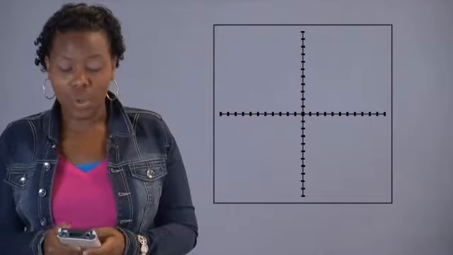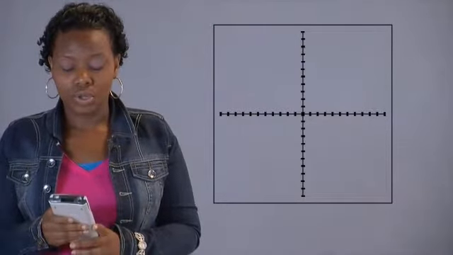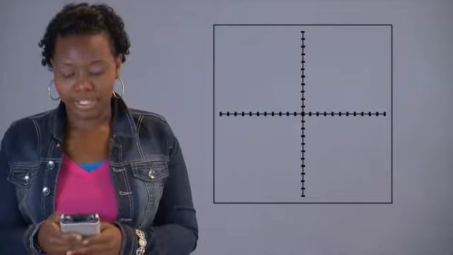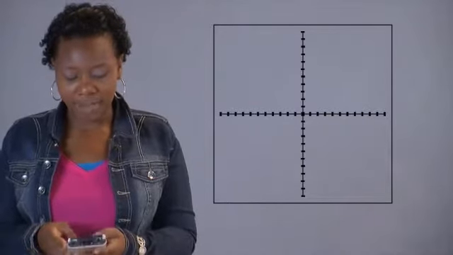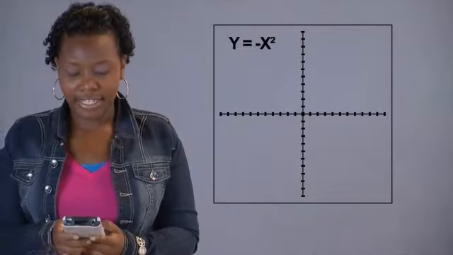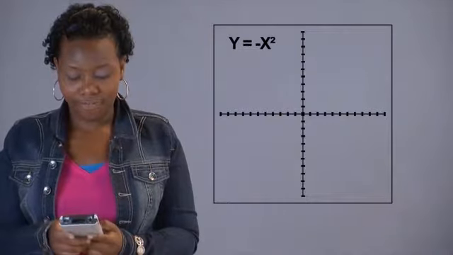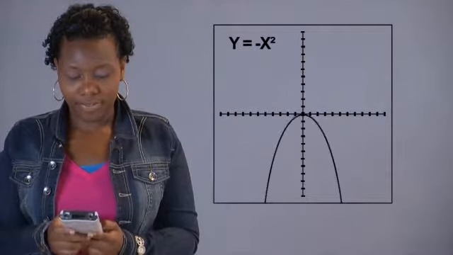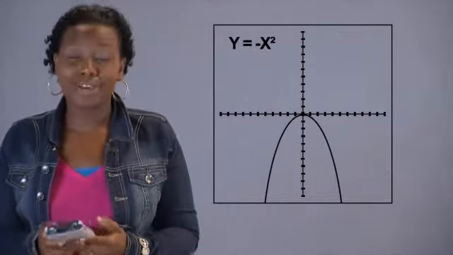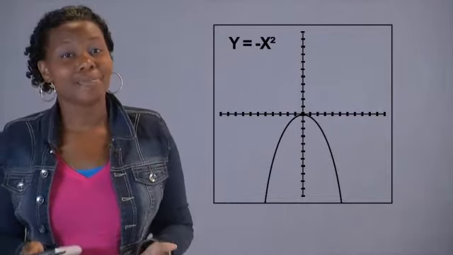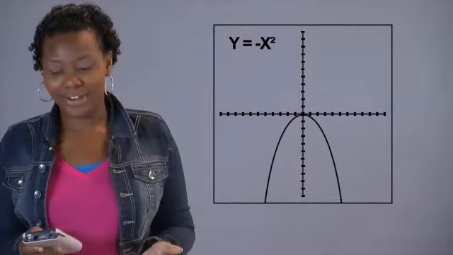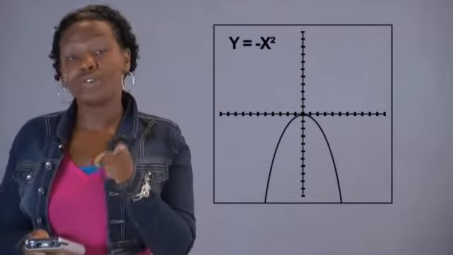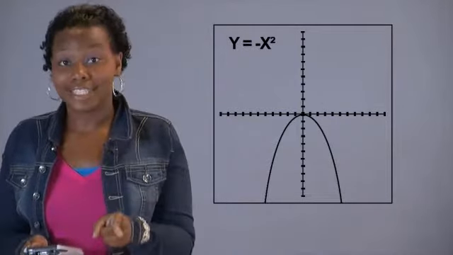So I'm going back to y is equal to x squared. I'm going to take out my negative x, and this time I'm going to type in negative x squared. And notice what happens. Upside down parent function of y equals x squared. And that's because the numbers in front of the x are negative.